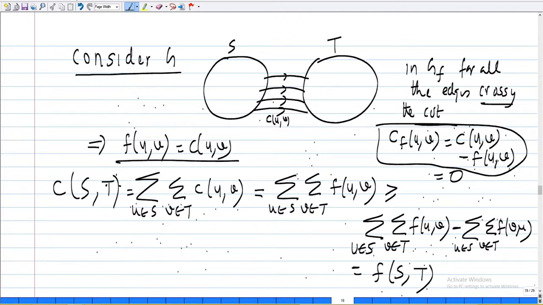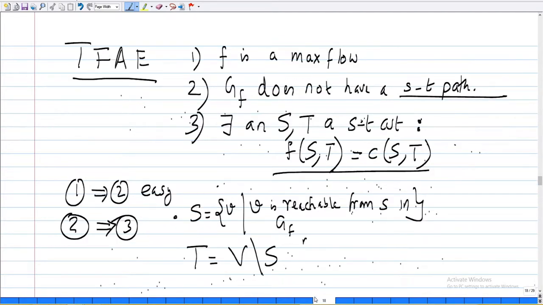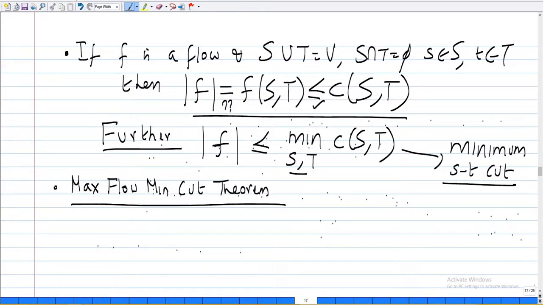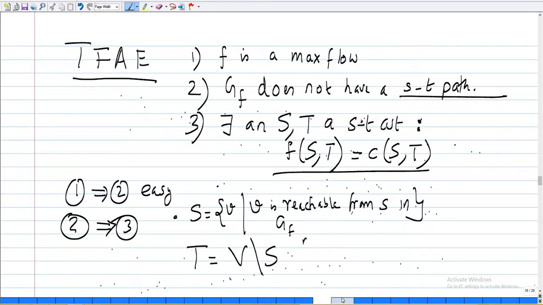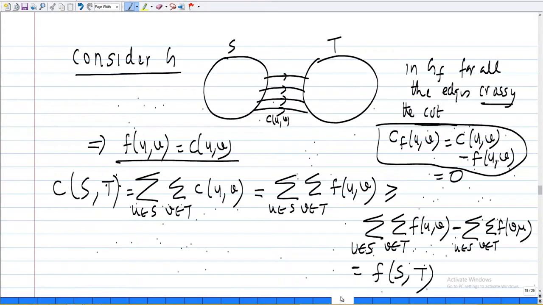I did not say equal to yet. I only showed greater than or equal to. I proved the other direction. I am sorry for jumping. I proved that for every cut, the value of f(S, T) is less than or equal to c(S, T). That was easy. But now you see the trick here: if f is a max flow, G_f does not have an augmenting path. If G_f does not have an augmenting path, you start from s and you reach every vertex which is reachable from s, group it into S. Rest of them is called T.